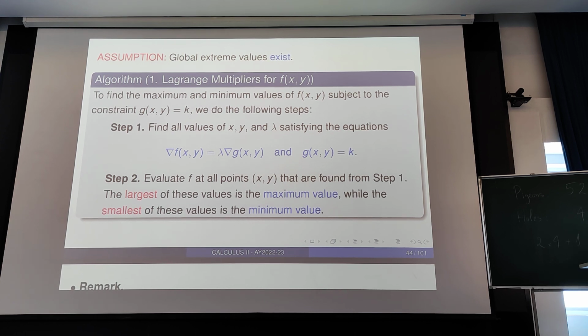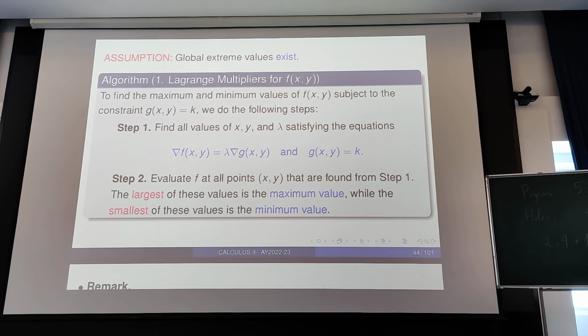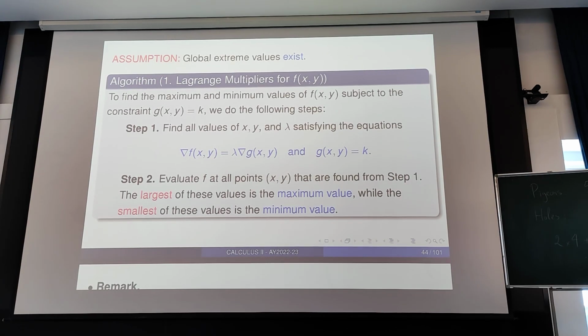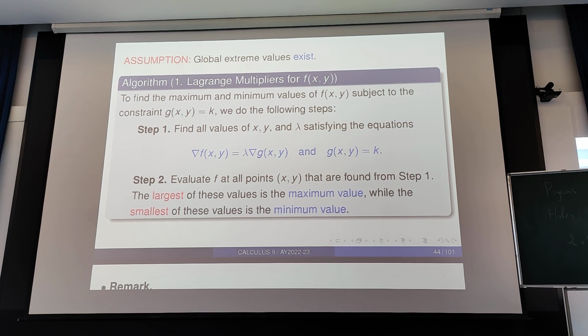So we need to find all values of x, y, and lambda such that the gradient vector of f equals lambda multiplied by the gradient vector of g. And of course, the constraint should be satisfied. Assuming that you finish step 1, where you have the values of x, y, and lambda, then you move to the second step.